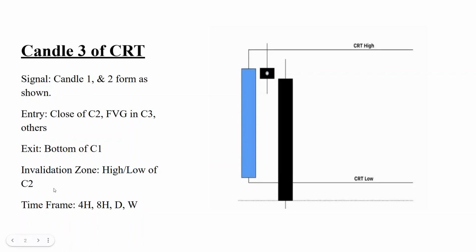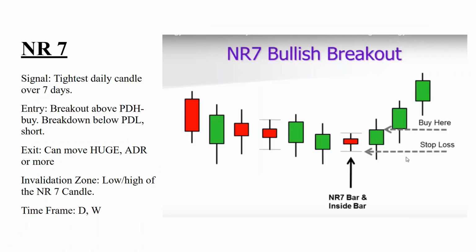The time frame this is best traded on, you can trade this on the 4-hour, the 8-hour, the daily, the weekly, even the monthly, but that's up to you. Very simple pattern to see though. Next up, we have the NR7. So what is the NR7?